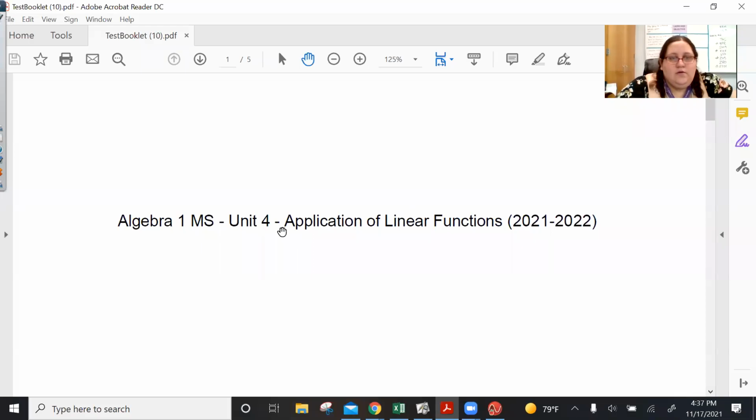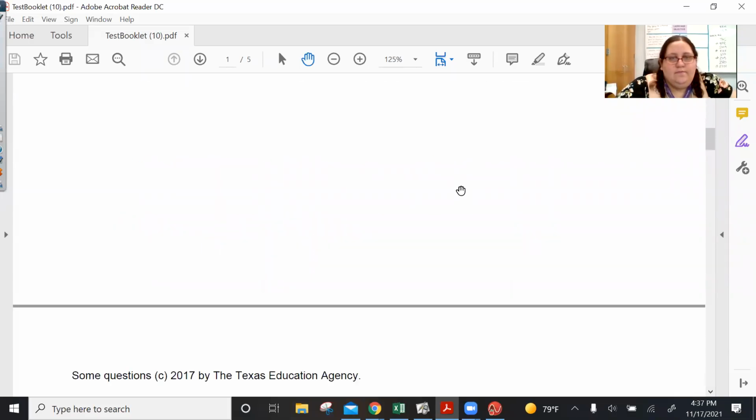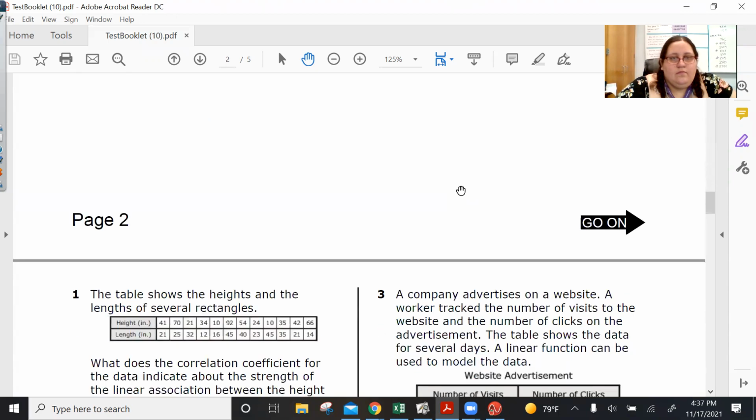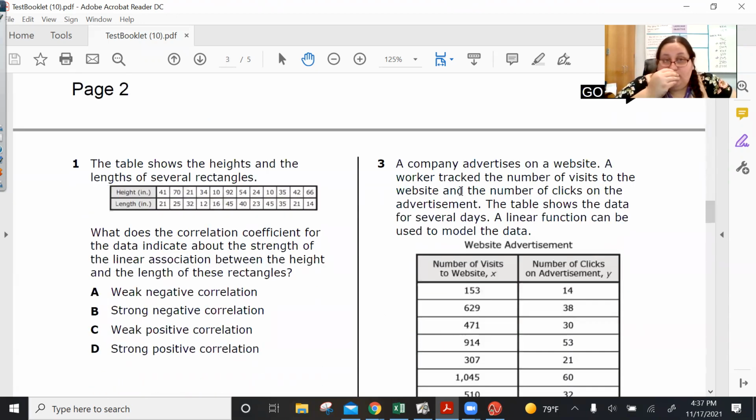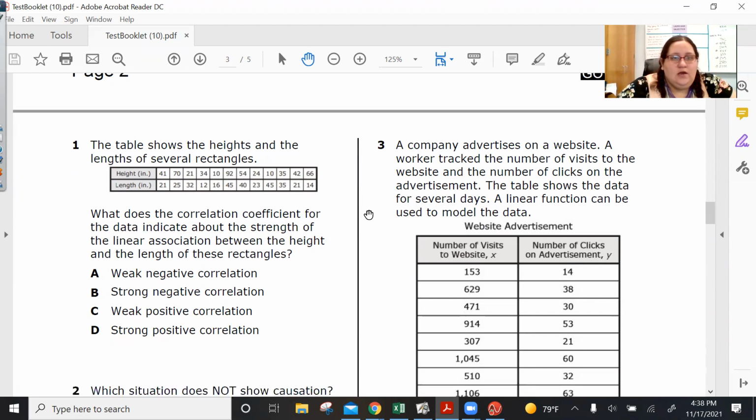Okay, so today we're going to be doing our Unit 4 test corrections. Our first problem says the table shows the height and the length of several rectangles. What does the correlation coefficient for the data indicate about the strength of the linear association between the height and the length of these rectangles?